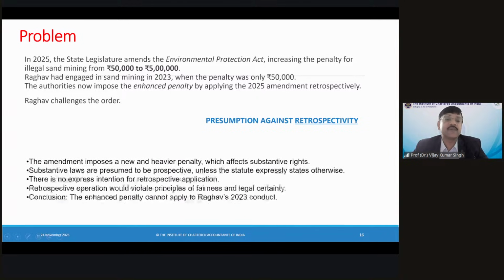So in this case, what has happened? The amendment imposes a new and heavier penalty which affects substantive rights of Raghav. Okay. And substantive laws are presumed to be prospective unless the statute expressly states otherwise. There is no express intention for retrospective application. Retrospective operation would violate principles of fairness and legal certainty. So what is the conclusion? The enhanced penalty cannot apply to Raghav's 2023 conduct. So this is what it says.